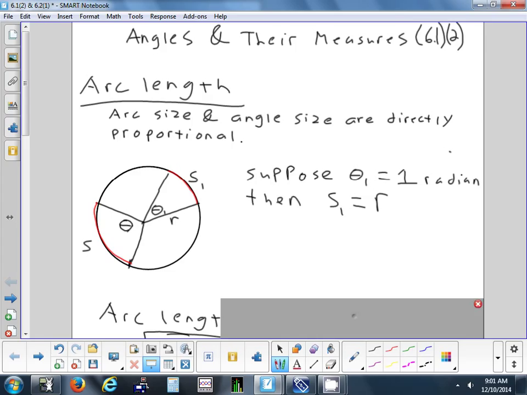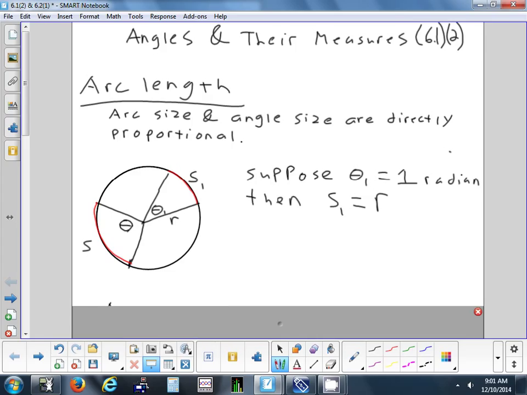Right, so now let's set up a proportion. Let's compare theta 1 to S1 and theta to S. The only reason we can set that proportion up is because arc size and angle size are directly proportional. Let's fill in what we know. Theta 1 we're going to let be 1, and then that would make S1, or the length of the arc, exactly the same as the radius. And on the other side, you have theta divided by S. We don't have any values for those, so we don't fill them in.